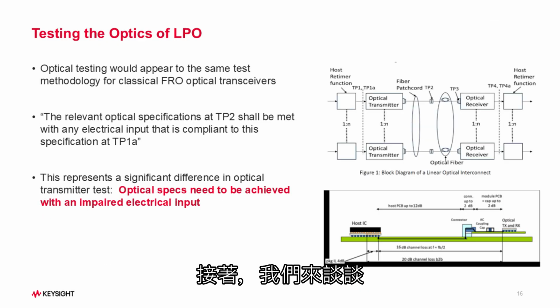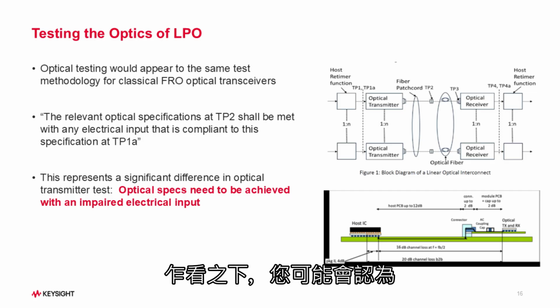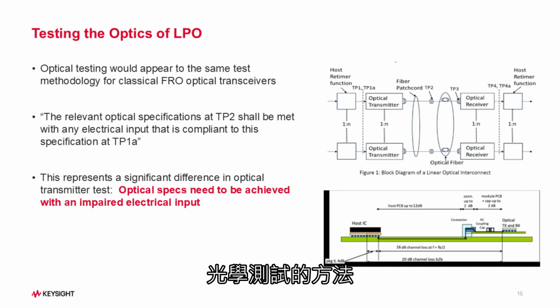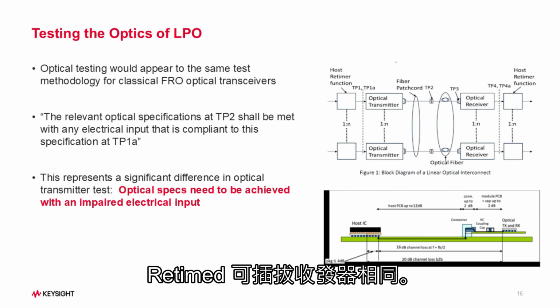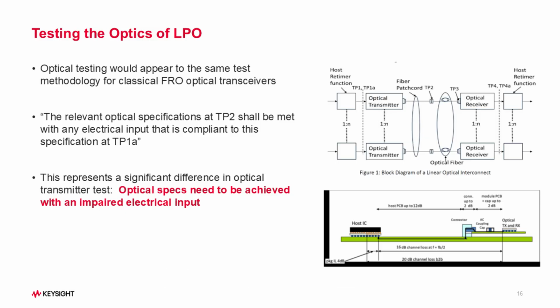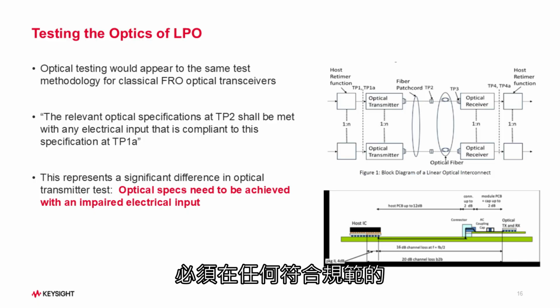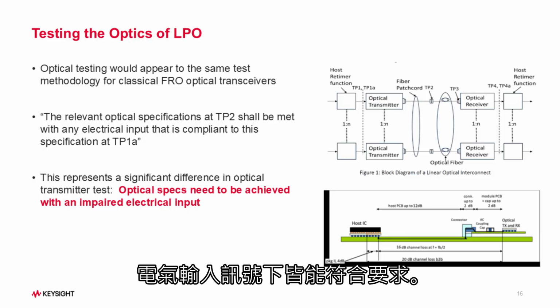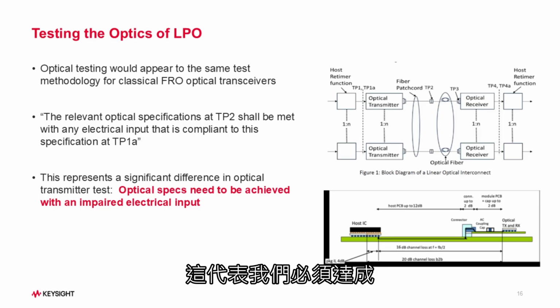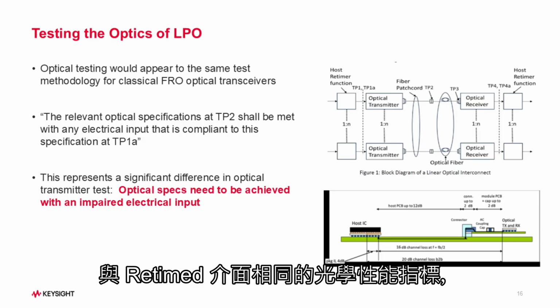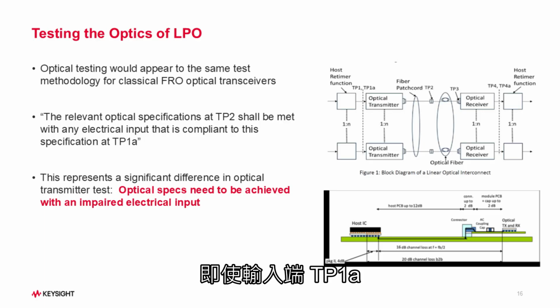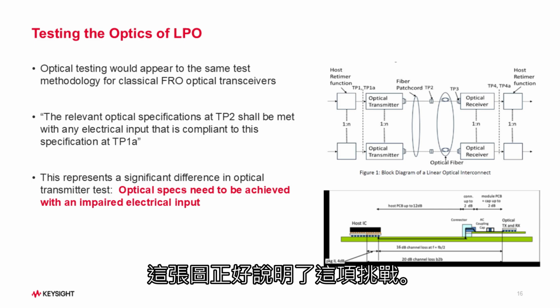So let's talk about testing the optics of linear pluggable optics. On a first look, you would think optical testing would appear to be the same as the test methodology for classical retime pluggable transceivers. However, the specs do say that the relevant optical specifications at TP2 shall be met with any electrical input signal that is compliant. And what that means is we need to achieve the same optical parameters defined for retimed interfaces with an impaired electrical signal at TP1A at the input over here.